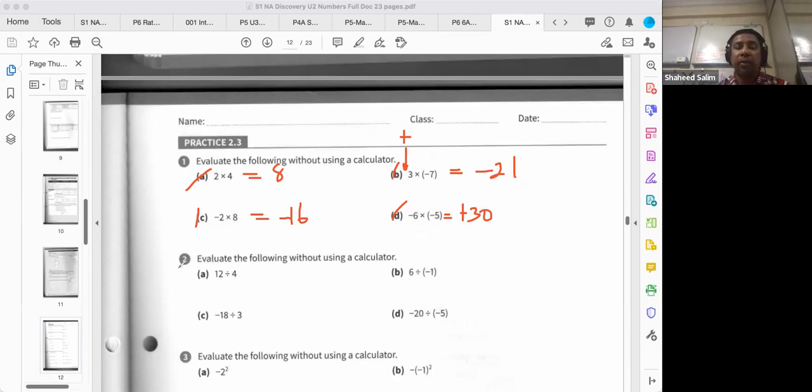Try question B now. 2. 1, 2, 3, 4. Okay. Same rules, same rules. Carissa, well done. David, Akhil, well done. David, A correct, B correct, C correct, D correct.